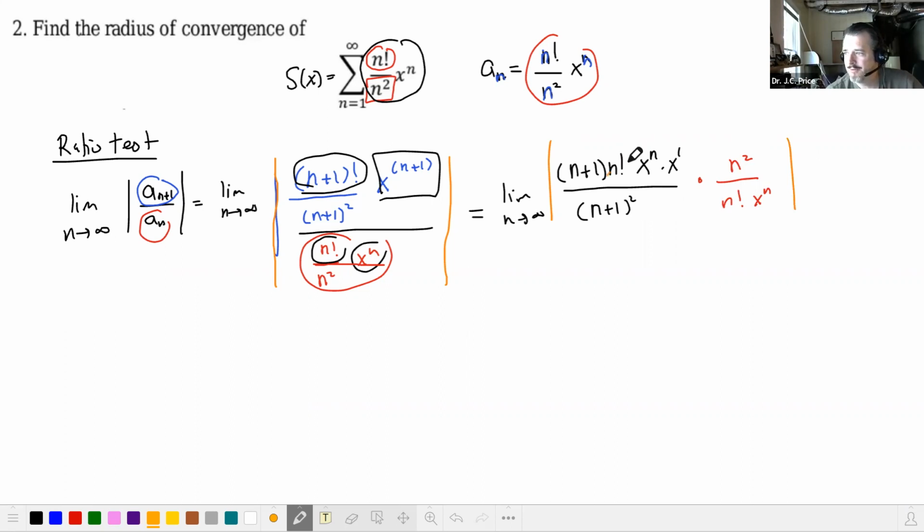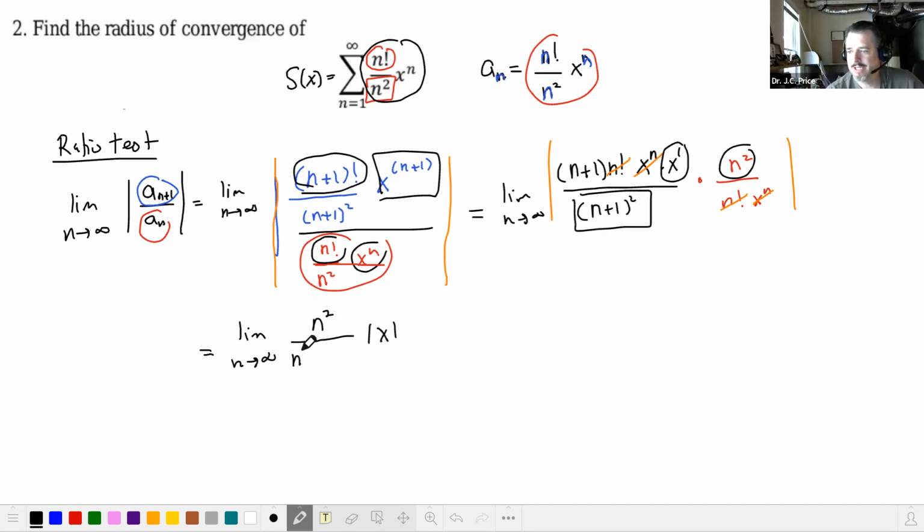And so I see now the n factorials are going to cancel. I see now the x to the n's are going to cancel. And so what am I going to get? This is going to be equal to the limit as n goes to infinity. And I have an absolute value of x, that's got to stay. So absolute value of x. And then I have n squared on top. I don't need absolute values on it because it's already positive, because n's going to infinity, but if you square anything, it's still positive. And on the bottom, I'm dividing by n plus 1 quantity squared.